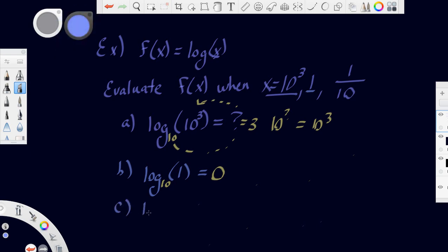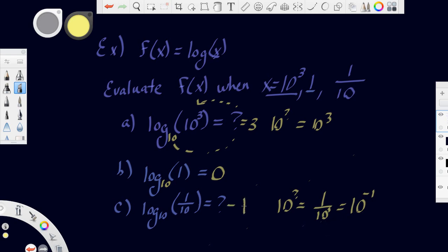Alright, and last but not least, what is log base 10 of 1/10? So how can I write this 1/10 so that it's a power of 10? Well, if I want to rewrite that as a power, I can say that's 10 to the negative first, because remember, the negative gives you the reciprocal, so I would have to raise this to the -1 power. Okay, great. Let's look at some more examples.